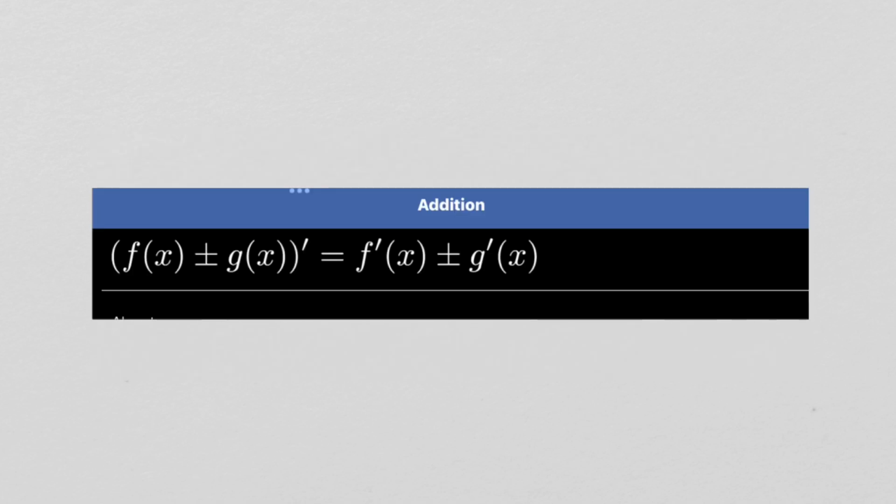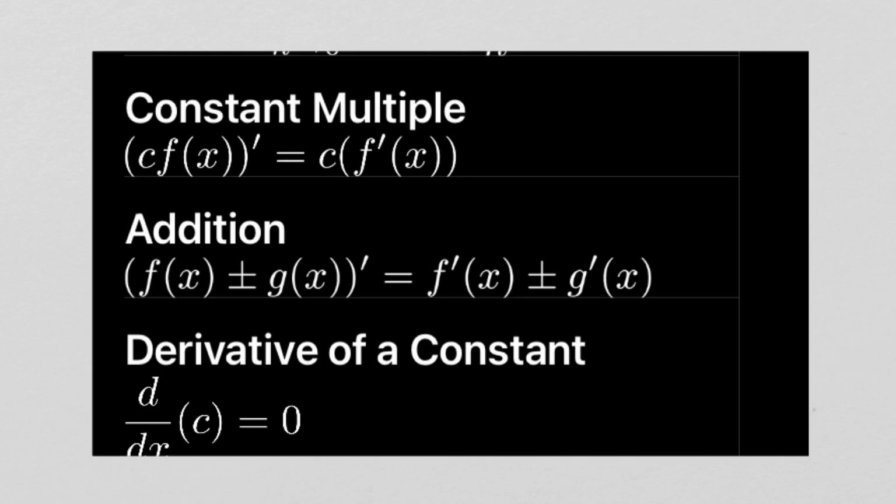For the formula, if we're talking about the derivative of two functions, you can take the derivative of each and add them together. The derivative of a constant times a function is the constant times the derivative of the function. And the derivative of a constant itself is just 0.